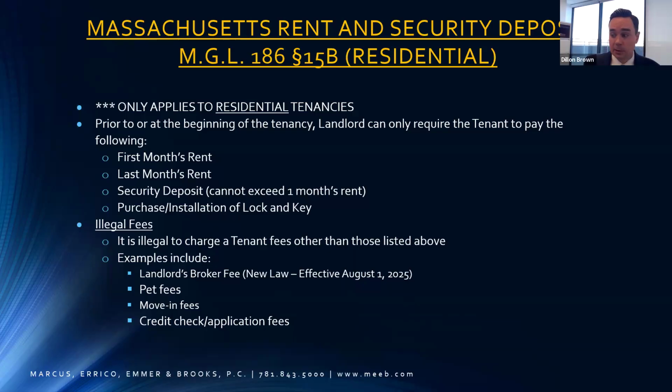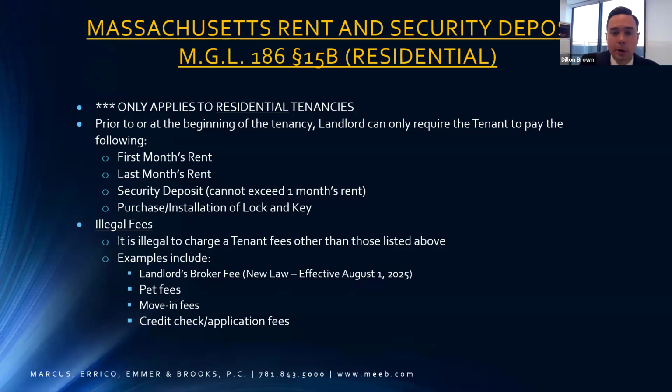And common examples include the landlord's broker fee. This is actually a new law in Massachusetts. It became effective on August 1st of 2025. Prior to that, while I still think it was a violation of 186.15b, it was a common procedure to have the tenant pay a broker's fee at the commencement of the tenancy. Again, because it's not one of those 4 things, I think that was likely a violation of this, but now there's a statute which makes it crystal clear.